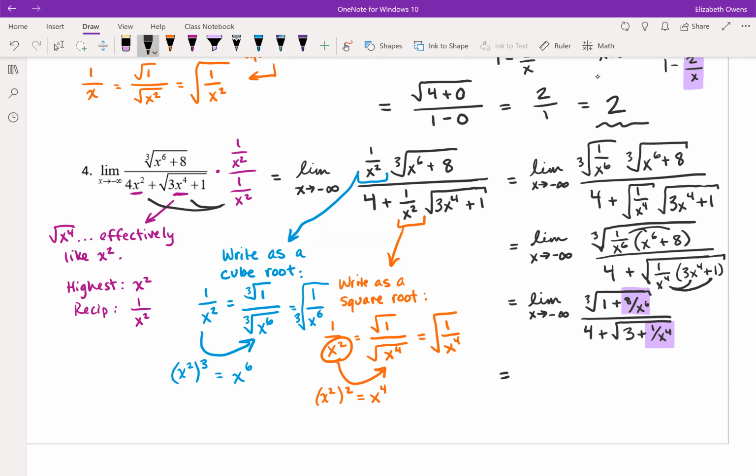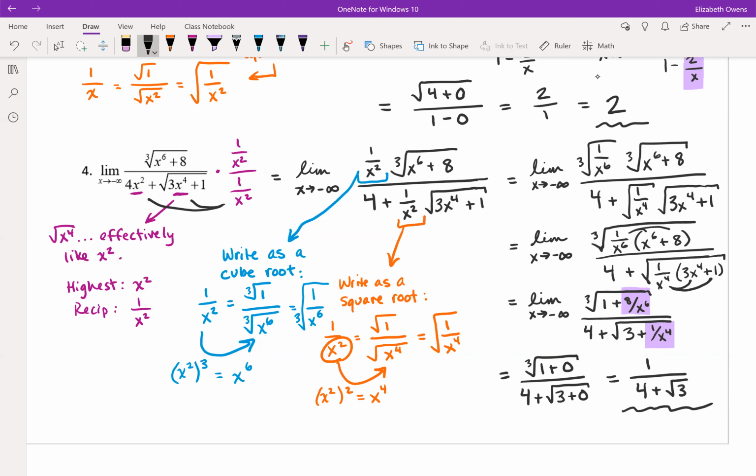And we get the cube root of 1 plus 0 over 4 plus the square root of 3 plus 0. There we go. And so then if you simplify that, cube root of 1 is 1 over 4 plus the square root of 3. All right. And I managed to fit it in, yay. Okay, so that is our answer.